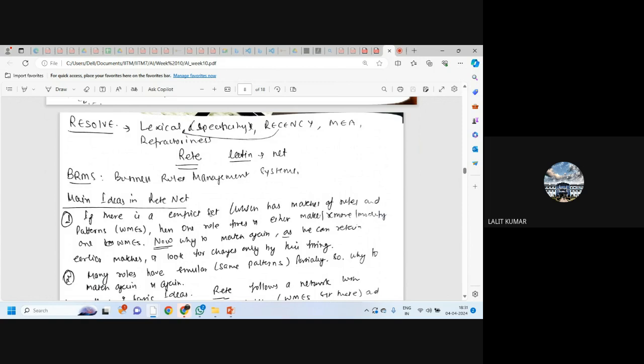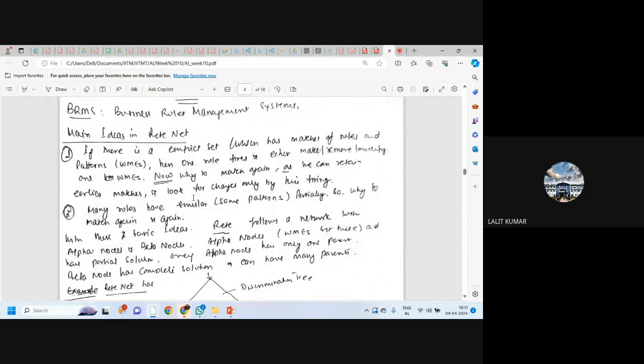So the second part is resolve. How to resolve? It can be resolved depending on the strategy which you want to follow. The strategy can be the most recent, which is lexical, or specificity, or means-end analysis, in which we take the first biggest difference, solve it, then the second biggest difference. And refractoriness means that once a rule has been fired, it should not fire again. So with all these concepts, we come to Rete, which does all these actions.